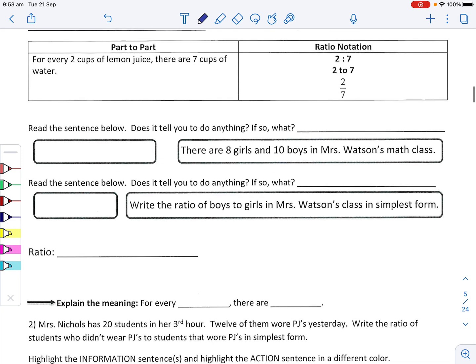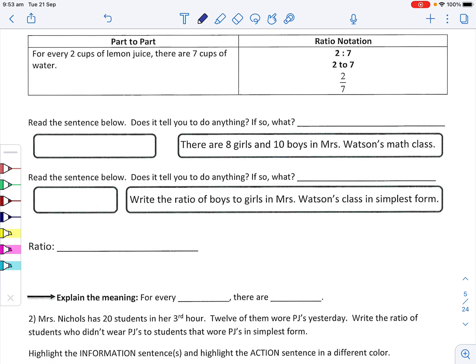In this first example, we're going to talk about what is the information in the problem and what it is asking us to do with that information. So here I'm going to use 2 different color highlighters to talk about the information and the action sentence. So we're going to read the sentence and decide if it tells us to do anything, and say what it asks us to do. So it says there are 8 girls and 10 boys in Mrs. Watson's math class. That sentence does not ask us to actually do anything. So I'm going to say no, it's just information. And we're going to call this the information sentence.